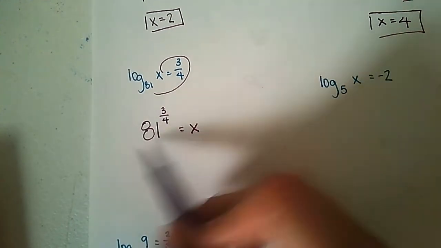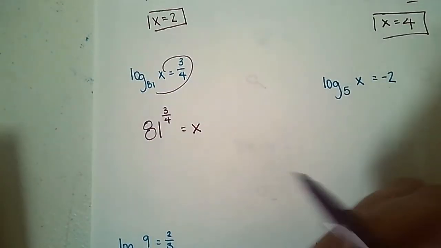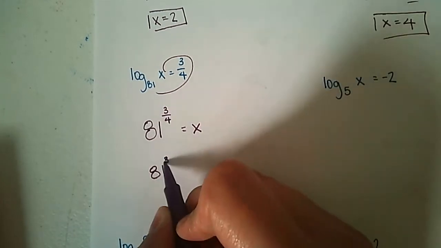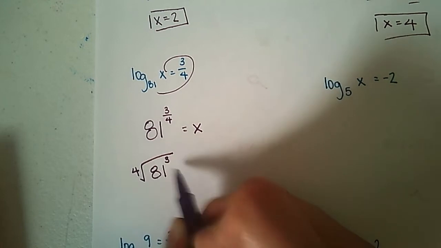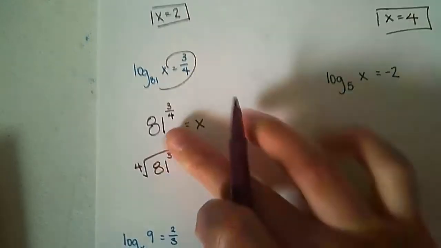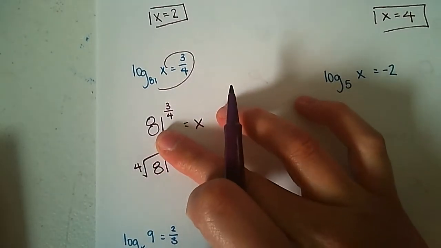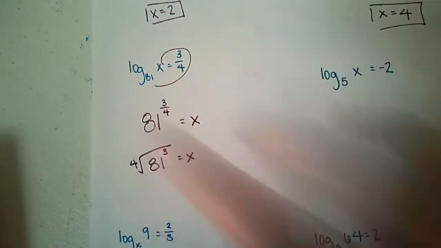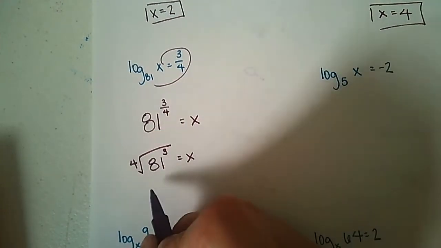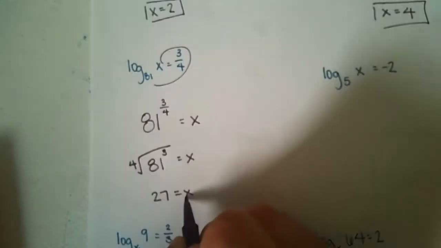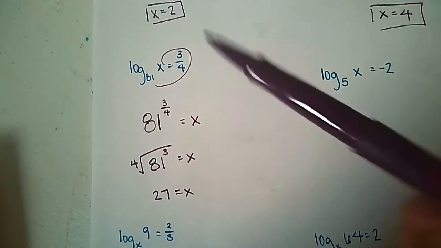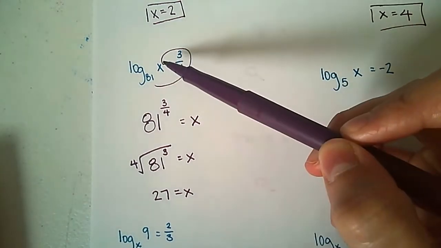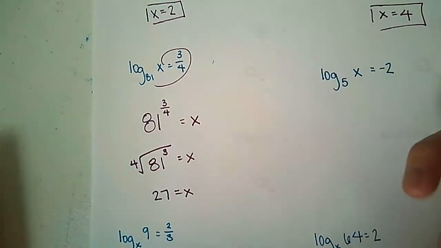And now I just need to evaluate this part. Remember, another way I could write this is as a radical. So exponent over index. So let's think about this. What is the 4th root of 81? And hopefully you guys are coming up with 3. And then 3 cubed then is 27. So log base 81 of 27 equals 3/4.